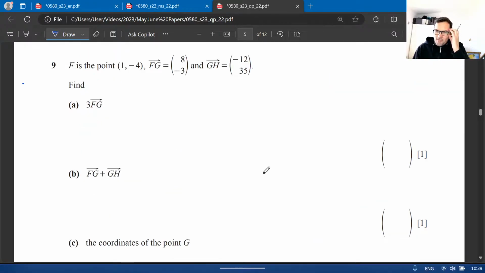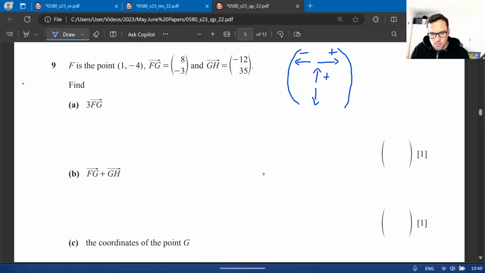Right, question 9, vectors. And I think it's very important that we understand what is going on here. First, with a column vector, we have 2 numbers. The number at the top tells us how many spaces or units or whatever we're moving to the left or to the right, horizontally. Of course, going to the right if it's a positive number. If it's a negative number, we're going to the left. And the number at the bottom tells us how many units we're moving up or down. Of course, if it's positive, we go up, and if it's negative, we go down.